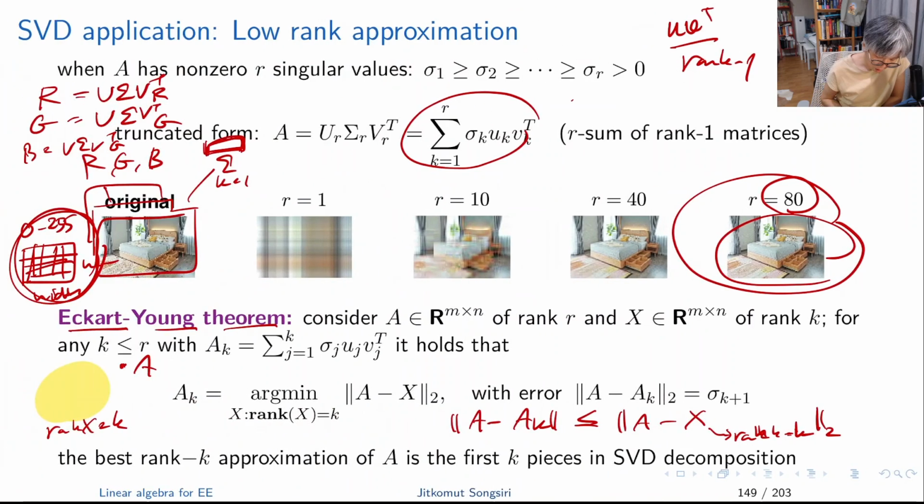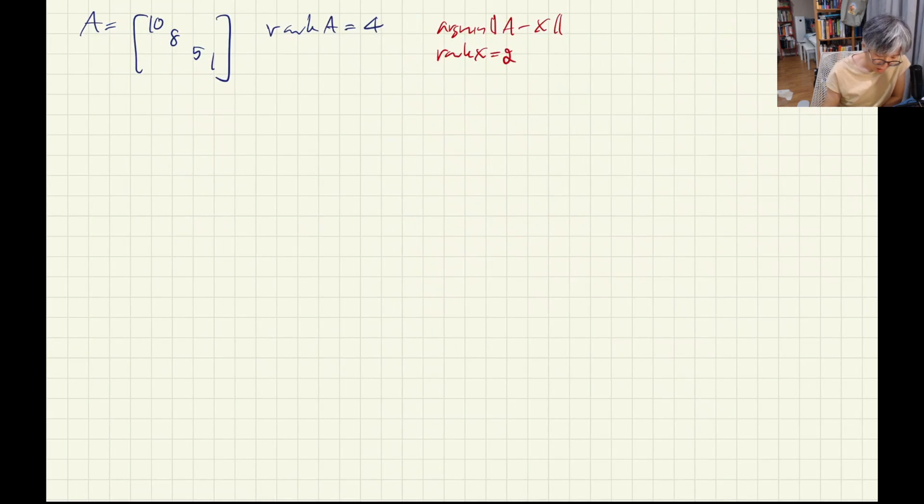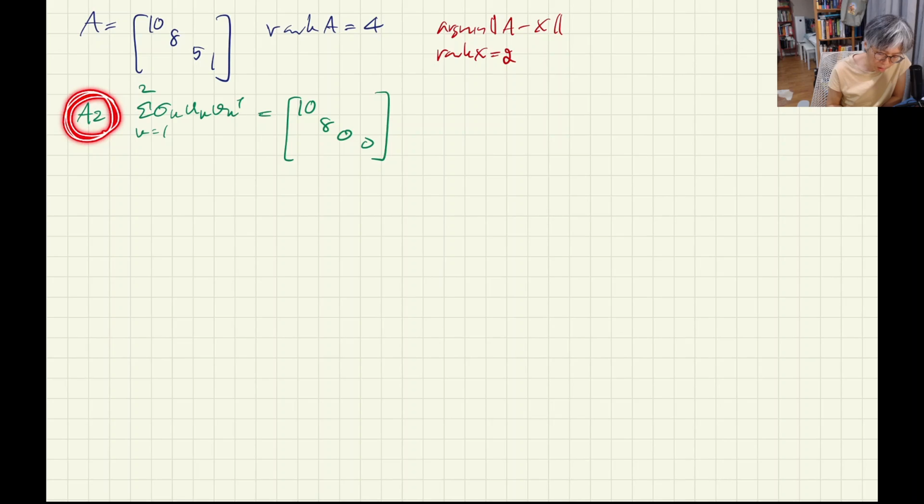In the previous Eckart-Young theorem, it says that if you use A2, that is the sum of sigma k, uk, vk transpose up to 2 terms, that's going to be, because the diagonal case is simple, 8, 10, and 8, right? The Eckart-Young theorem claims that this gives you the best approximation. So let's think about some other heuristic solutions, other candidates to compare.